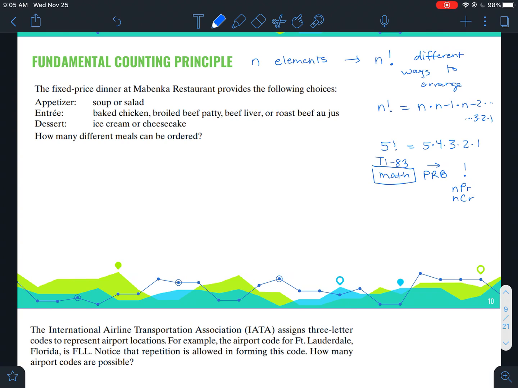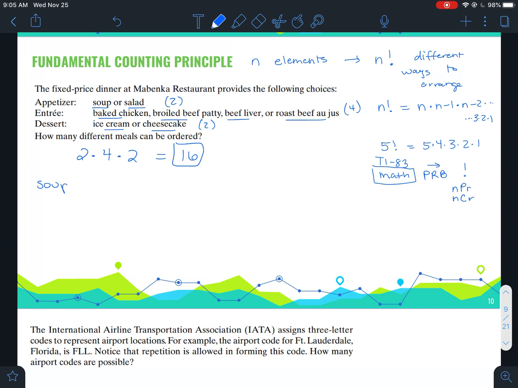So how many different options do I have? I have a soup or a salad, so that's 2 options. Baked potato, broiled beef patty, beef liver, or beef au jus. So 1, 2, 3, that's 4 options. And then ice cream or cheesecake, that's 2 options. So I can choose 2 times 4 times 2 different options. So how many different meals could be ordered? There'd be 2 times 4 times 2 different ways of doing it. So there's 16 different meals that I could order.